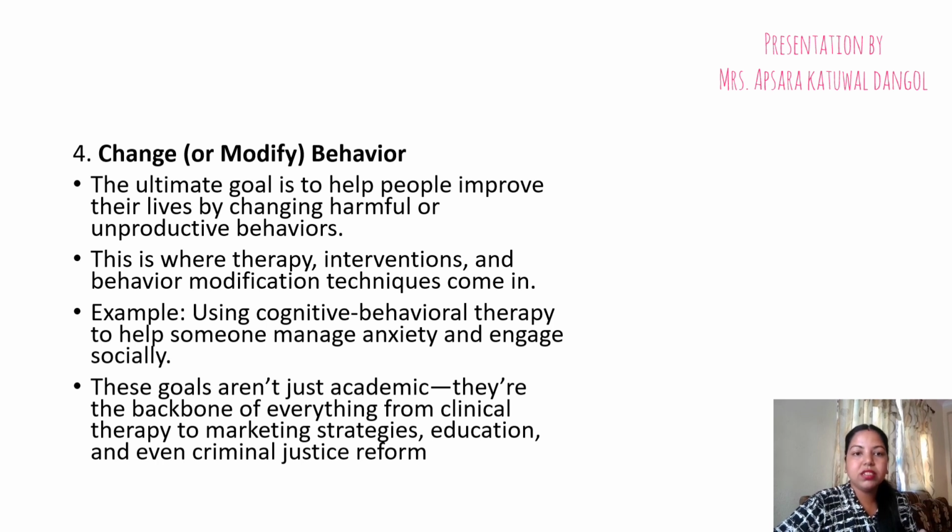Now we want to change or modify that behavior. So our fourth goal is change or modify behavior. The ultimate goal is to help people improve their lives by changing harmful or unproductive behaviors. This is where therapy, interventions, and behavior modification techniques come in. Example, using cognitive behavioral therapy to help someone manage anxiety and engage socially.